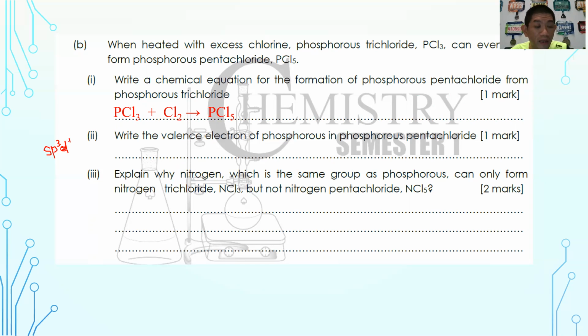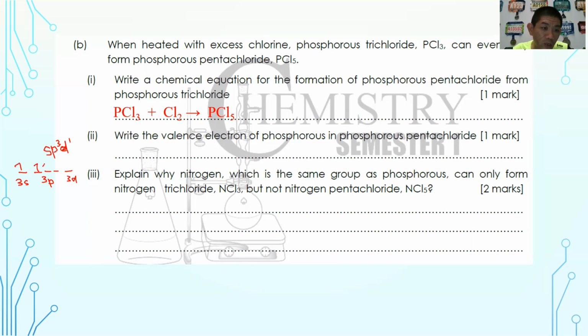sp3d1 to be more specific. Usually we don't say 1, we just say d. So this is the hybridization. The hybridization will reflect how the valence electrons of the phosphorus should be, because it is made of 1 3s, 3 3p, and then 1 3d orbitals in here.